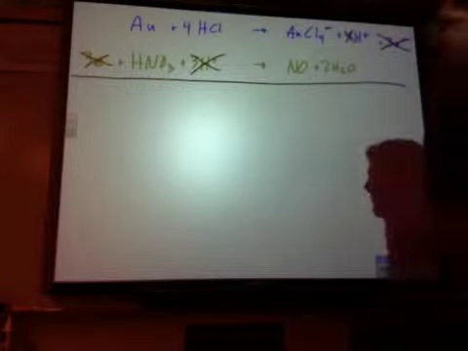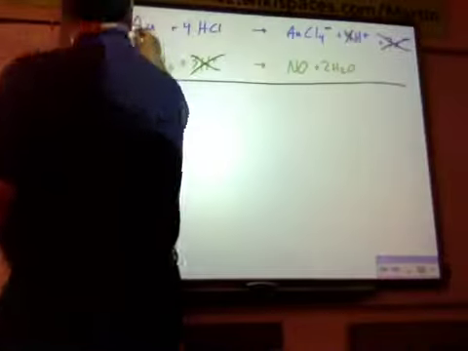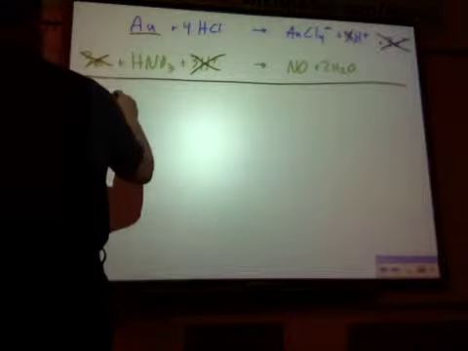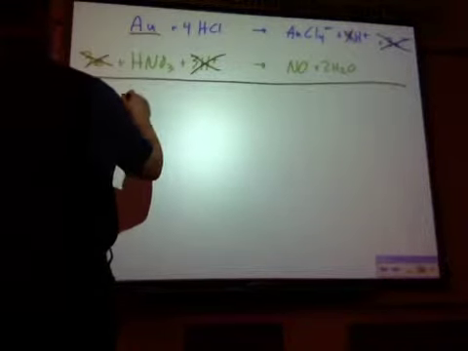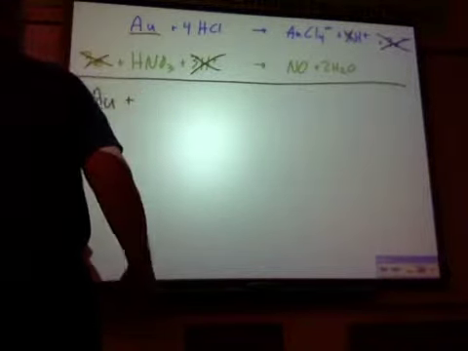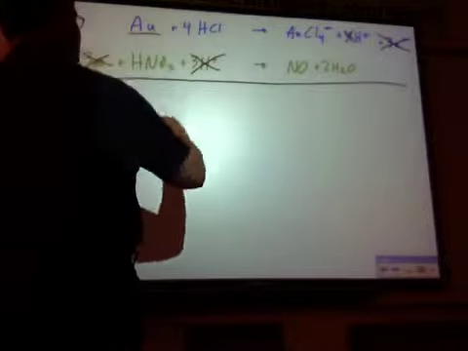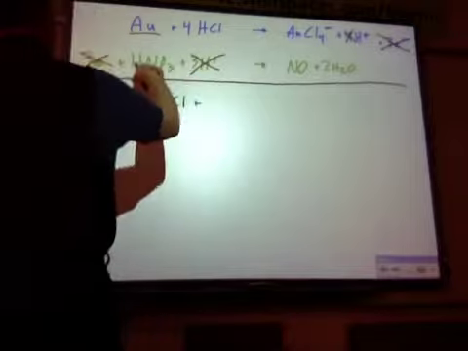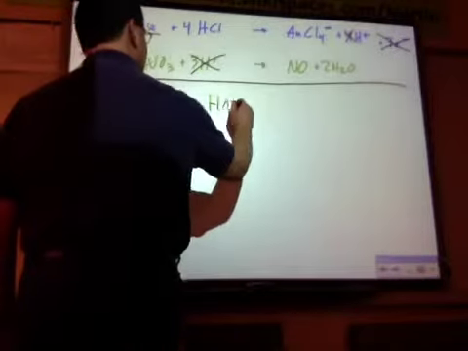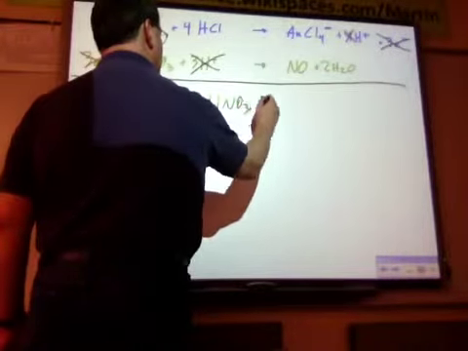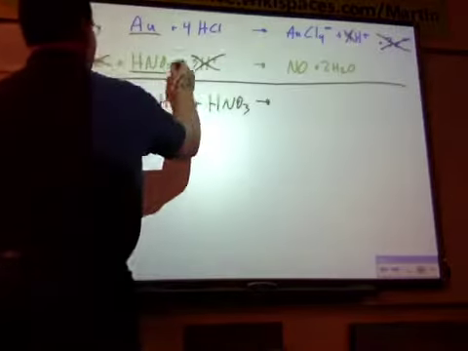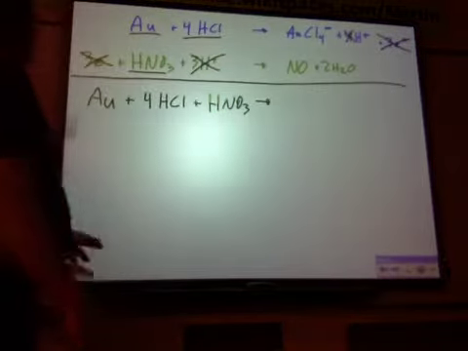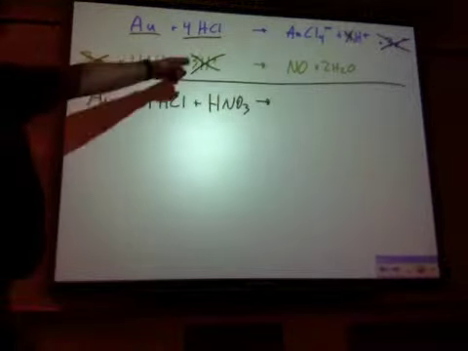All right. So we have gold, Au, and we have 4 hydrochloric acid, and we have nitric acid. And that's everything on this side, isn't it? We got rid of the electrons, we got rid of the hydrogens.